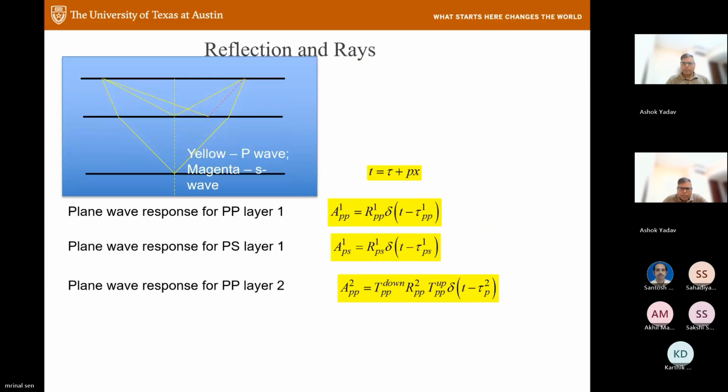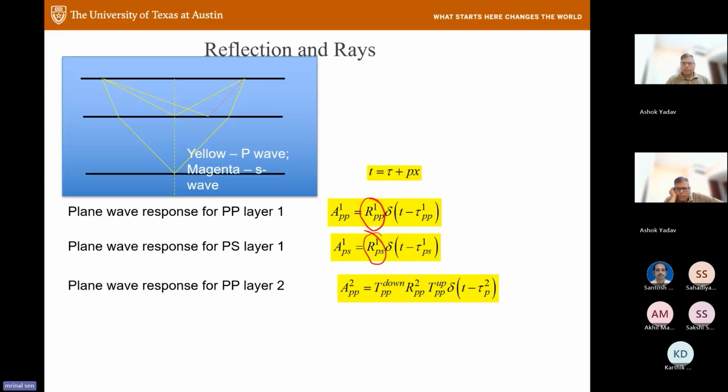So what we can then do is for PP, I multiply with a number called RPP. We call it the P2P reflection coefficient, without defining it yet, but I will define it soon. And for the PS path, I have RPS, which is the P2S converted wave reflection coefficient.